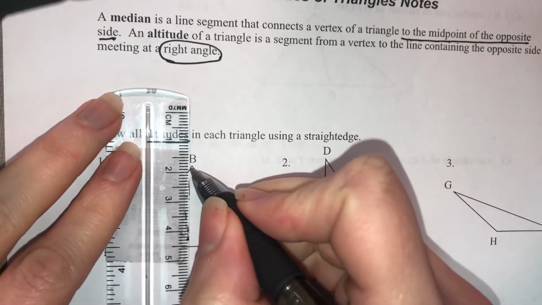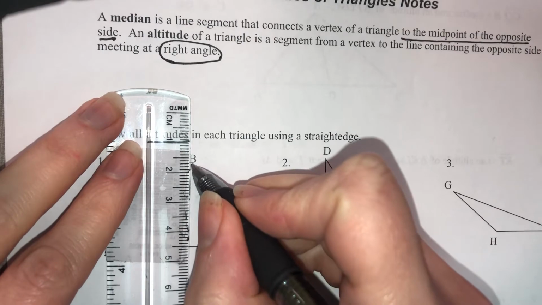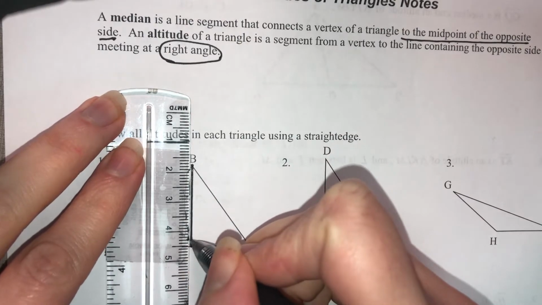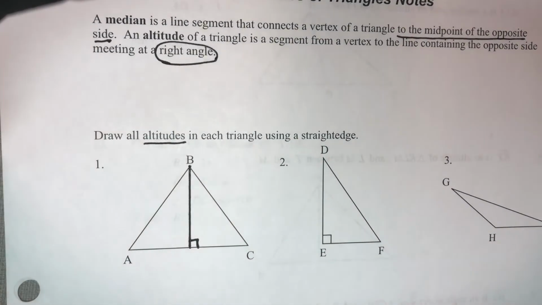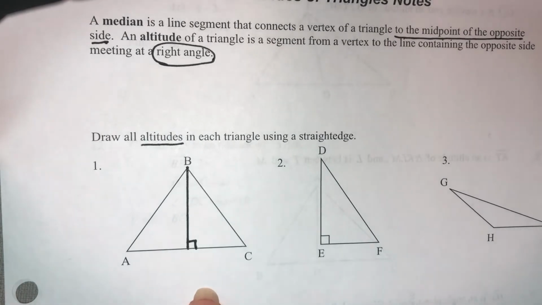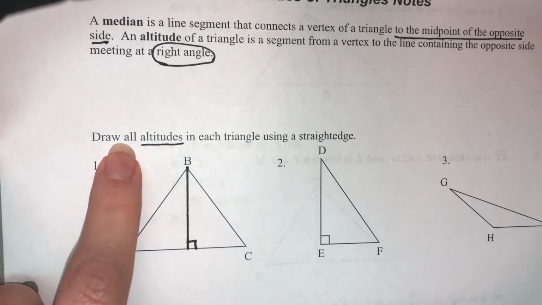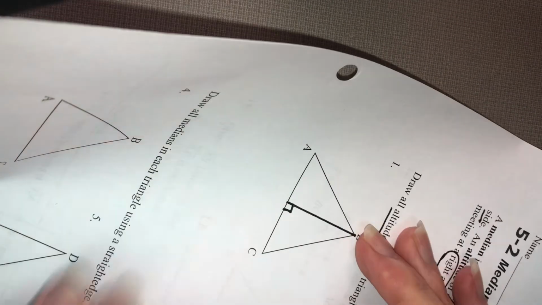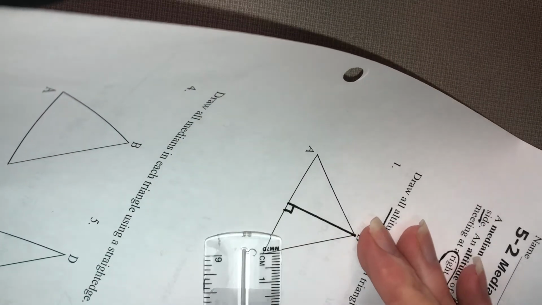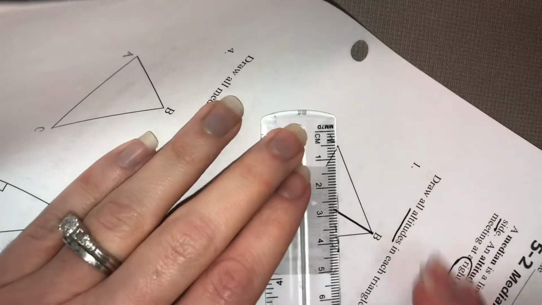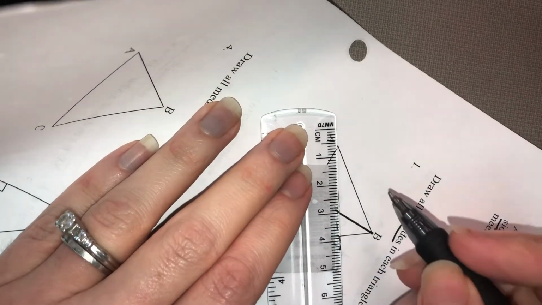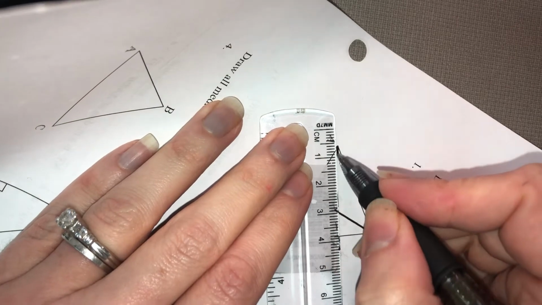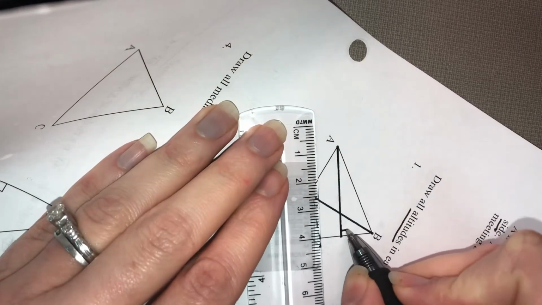So from point B, we go to the line containing the opposite side at a 90-degree angle, and that is our altitude. But it's not the only altitude, and that's why it says draw all the altitudes, because B didn't have to be the top vertex. It could have been A that was the vertex that we drew the altitude from. So if we did the altitude from point A to the line BC, it would come down like this at a 90-degree angle here.